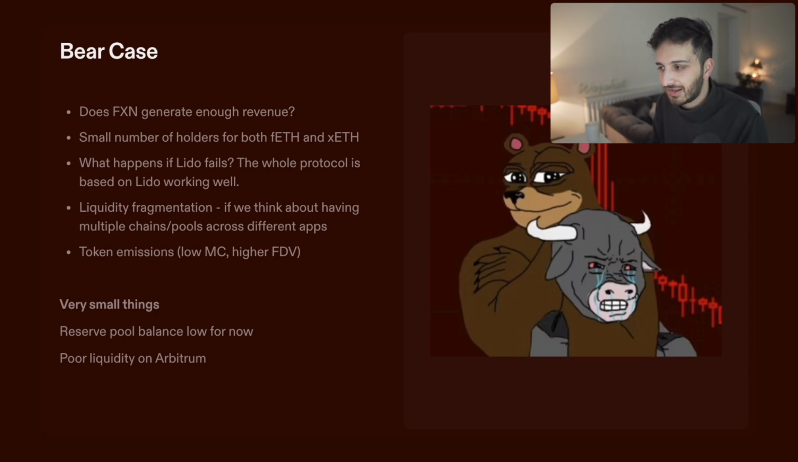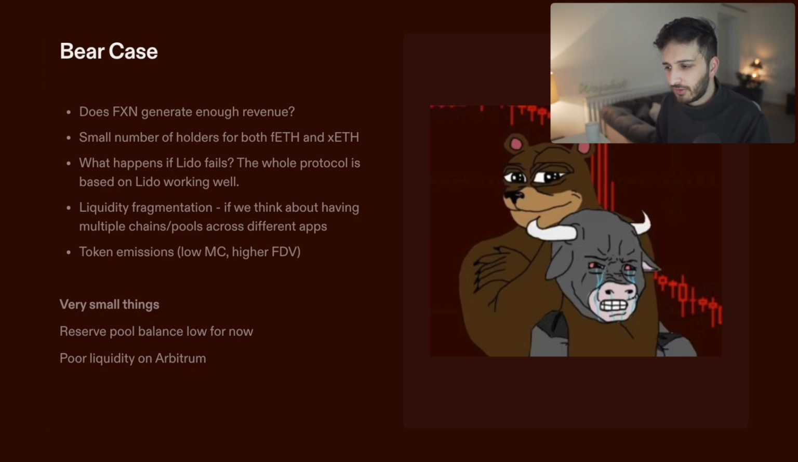So that's something we probably need to work on. And if we do that, and of course increase the integrations with these assets across these different chains, or across Arbitrum, for example, then I think we will see significantly more adoption for these assets. One of the questions that I have is what happens if Lido falls, because at the moment the whole protocol is basically based on Lido working well. I think the risk of this is fairly low, but I wouldn't say it's zero. It's not a 0% chance.